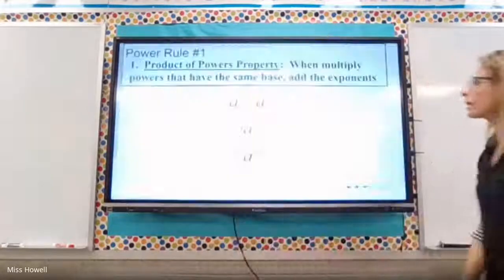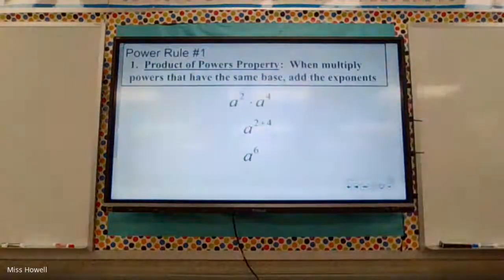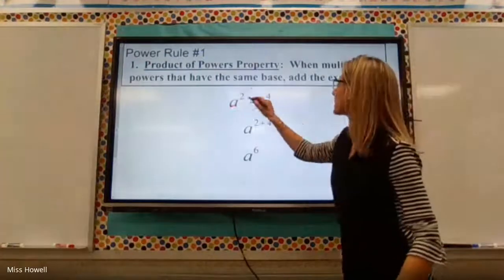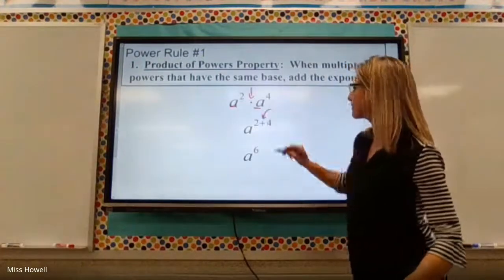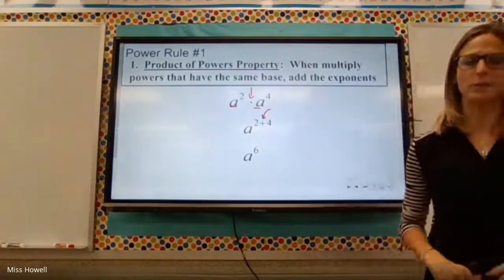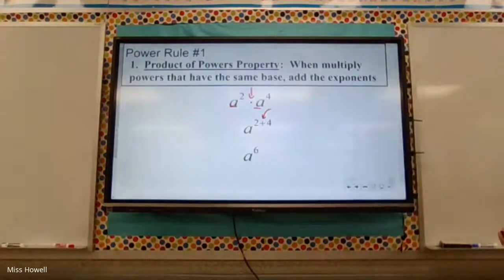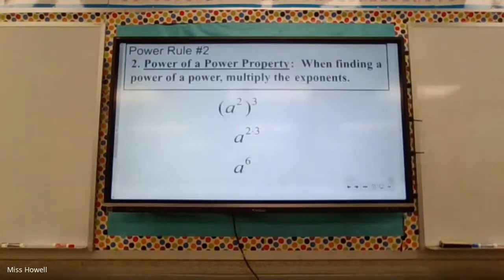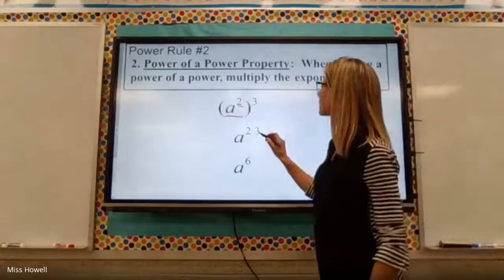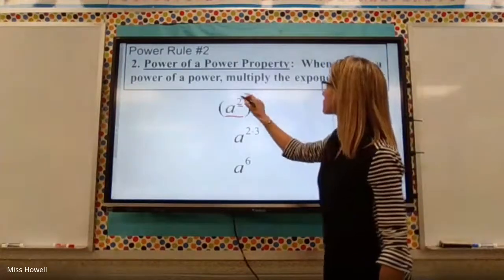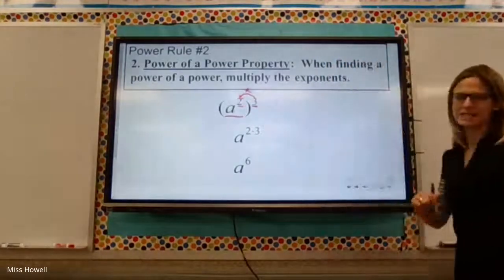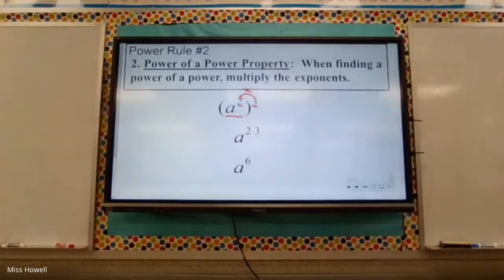So rule number 1, a product of a power. If my bases are the same and I'm multiplying, I simplify by adding up their exponents to get to your simplified version. Rule number 2, I have something that has a power and that power has a power. So these go together by multiplying to get the simplified version.